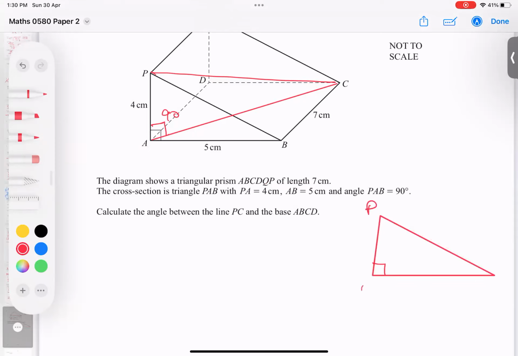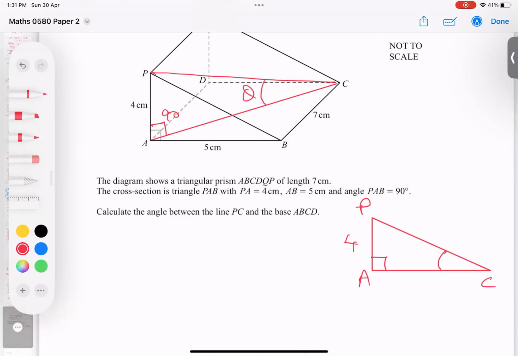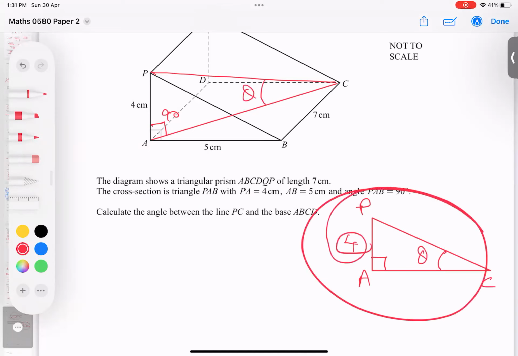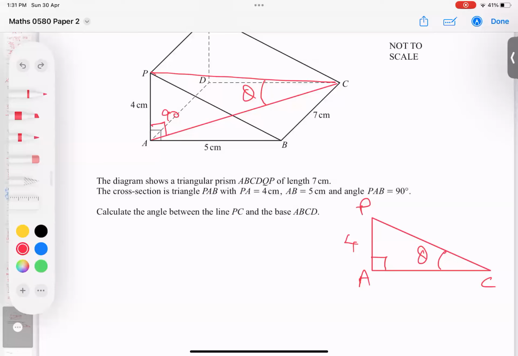P on top, A down, C here, 90 degrees. And this is the angle between the line and the base, which is my target. But students, one side is not enough. We need one more side. For that reason, I'll make another triangle. Can you see triangle ABC? And the angle is 90 degrees at B. So I'll make ABC. B is 90 degrees, and this is 7, and this is C, and this is A, and this is 5.